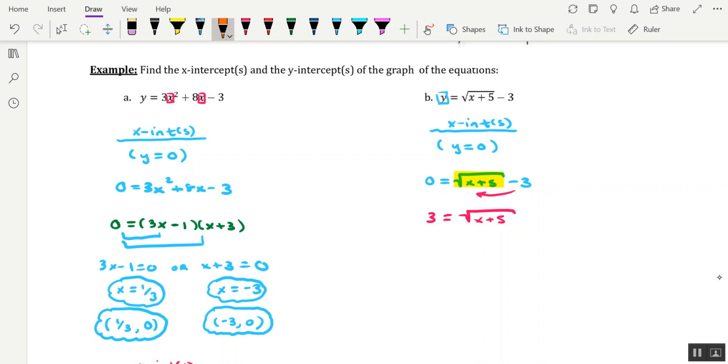We'll now raise each side to the power of 2, and this cancels out the radical on the right. And we get 9 equals x plus 5, and we can subtract 5 from each side to get x equals 4. So this graph would appear to have an x-intercept, and that x-intercept would be at the ordered pair 4, 0. Again, the reason why 0 is the y-coordinate is because we set y equal to 0 to begin with.